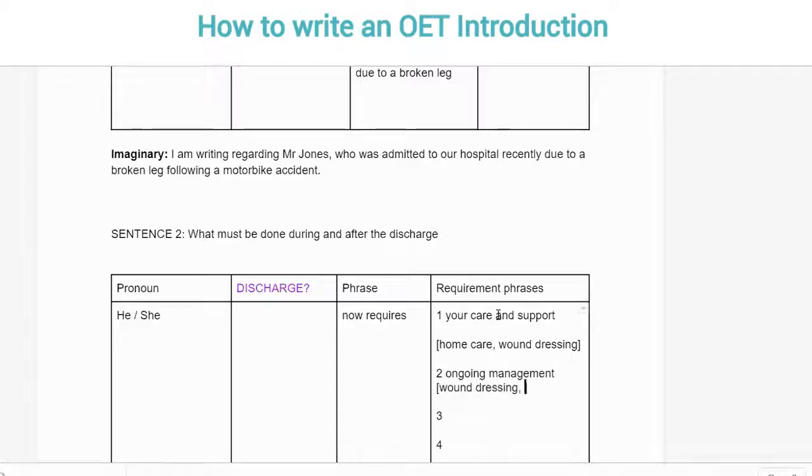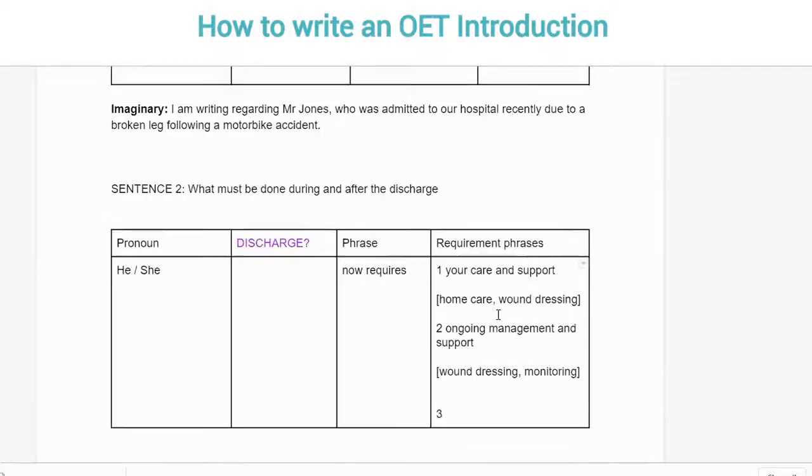That's management. What other things are management, Raji? Can you give me another example of management? Like monitoring of patient's blood sugar level or something like that. Okay. Good. So you might say ongoing management and assessment, for example, or ongoing management and support. What other things can we say, Raji? We've got your care and support. We've got ongoing management and support. What else could we say?